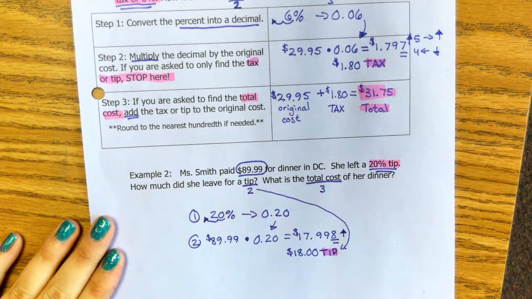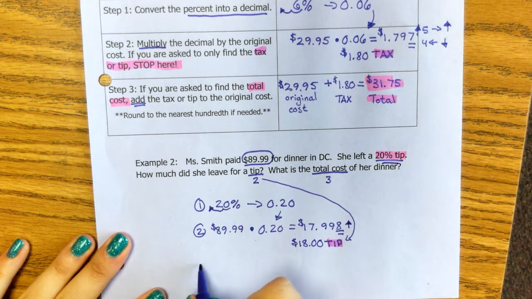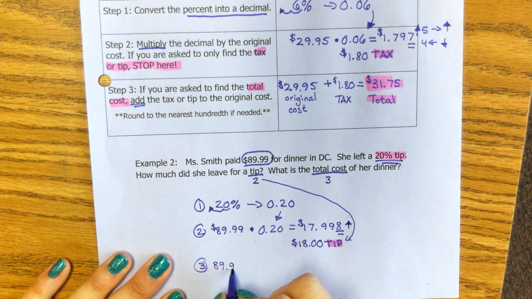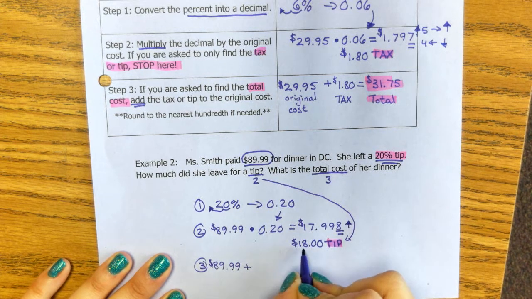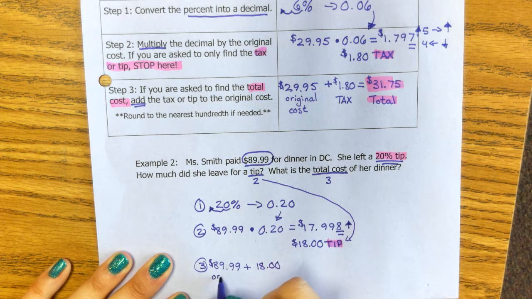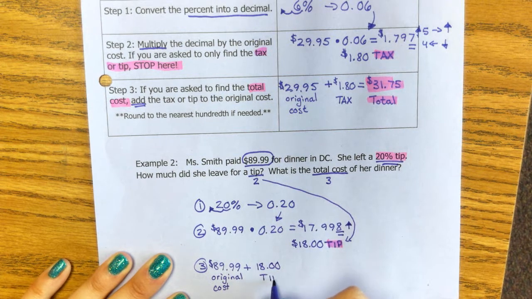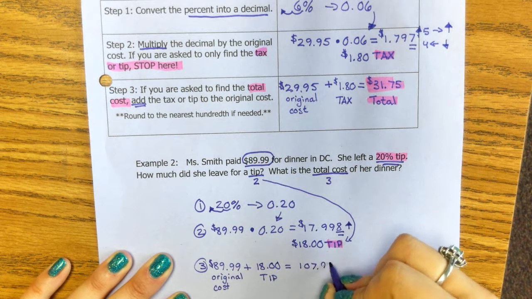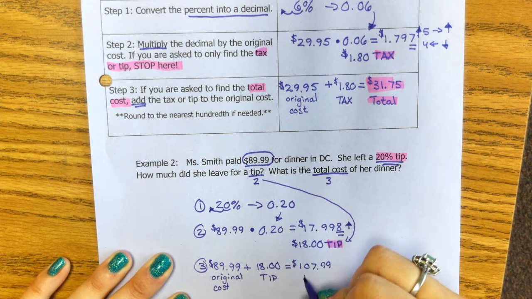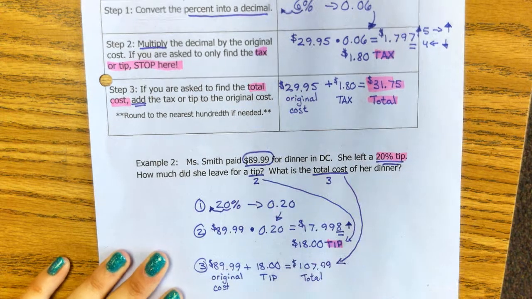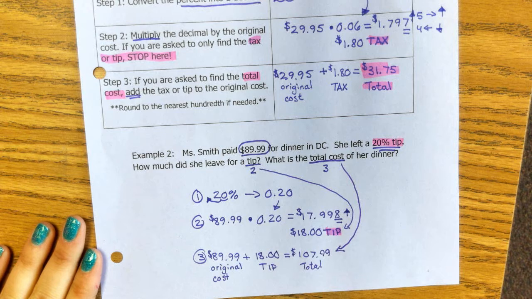When I answer my 3rd question, that total cost, I am going to have to do step 3. So step 3 is to again take that original cost, that $89.99, and I'm going to add what I got in step 2, my tip. Okay, so I'm going to label these. Original cost. This was the tip. And when I do this, I get $107.99. And this is the total. So there, now I have answered the 2nd question to get my total. Alright?